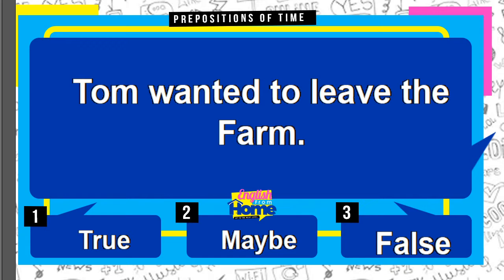Okay, next question, please. Tom wanted to leave the farm. He wanted to leave the farm. Number 1, is that true? Number 2, maybe. If you're not sure with the answer, you can choose number 2, okay? Or number 3, false. So, what is the correct answer here? 1, 2, or 3?